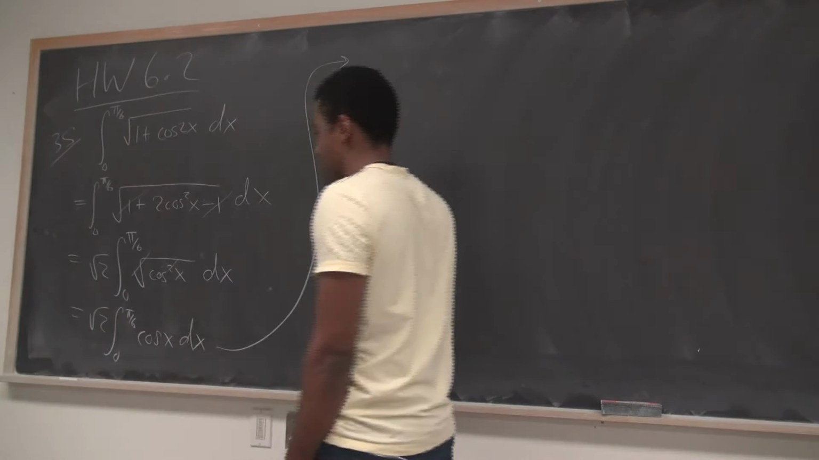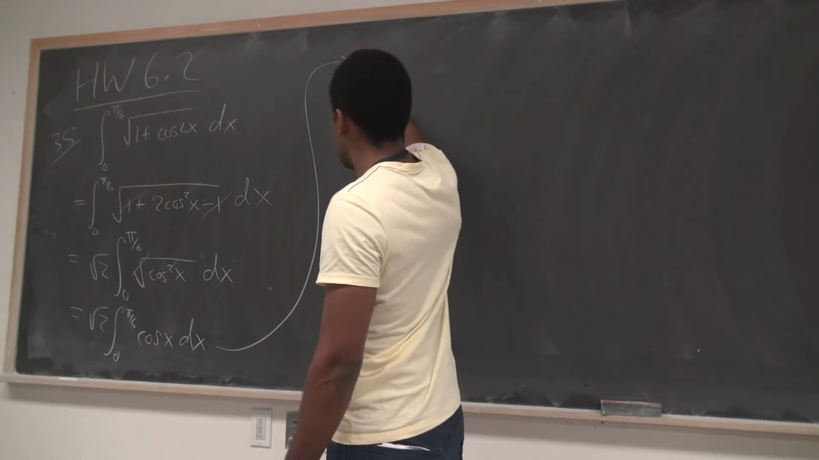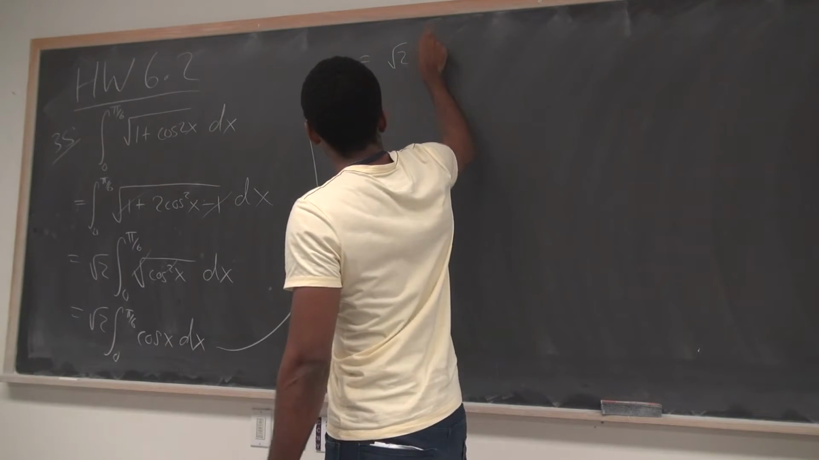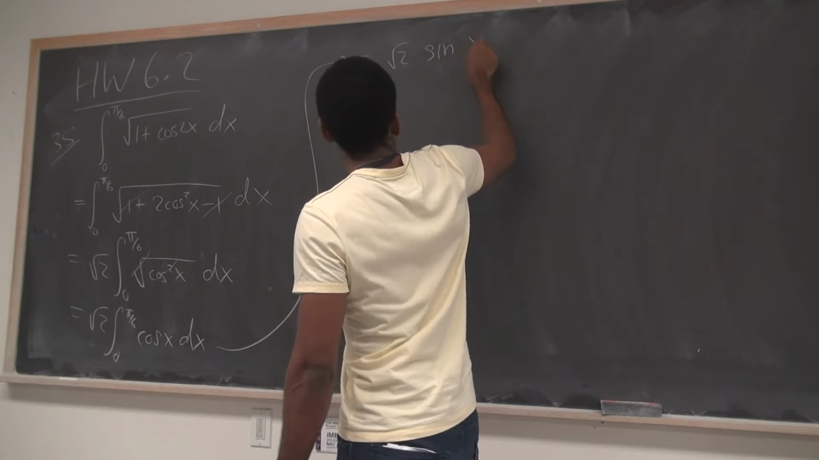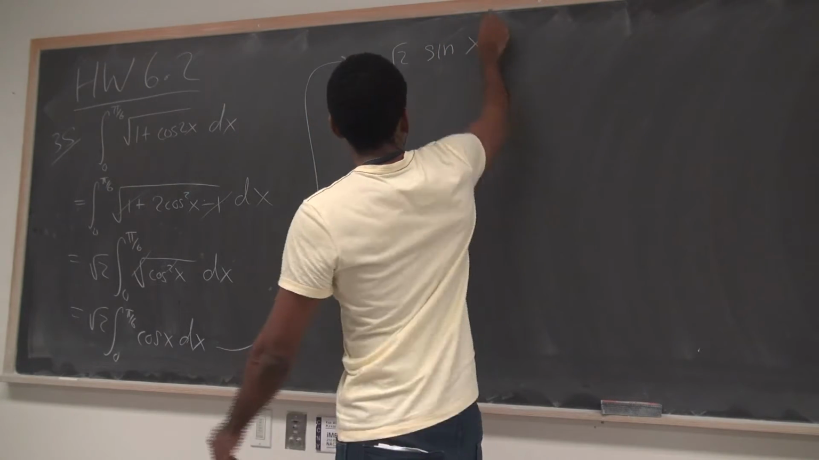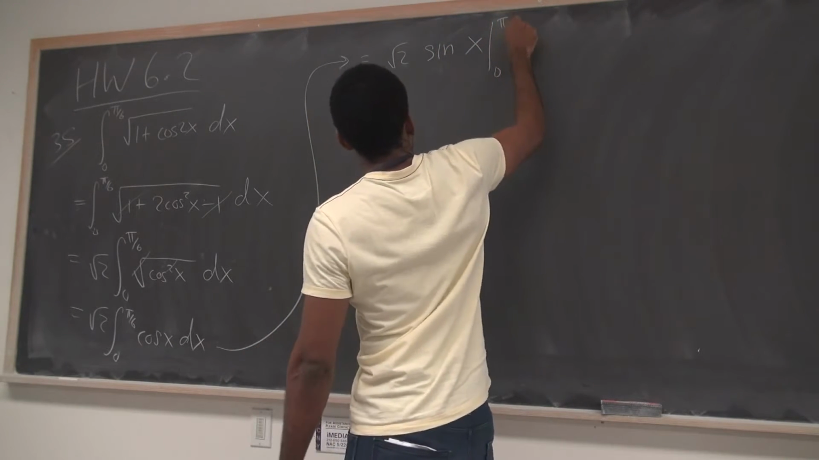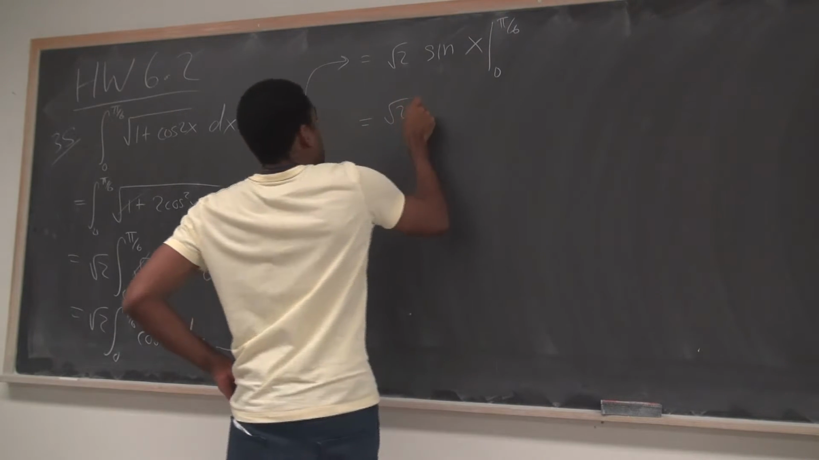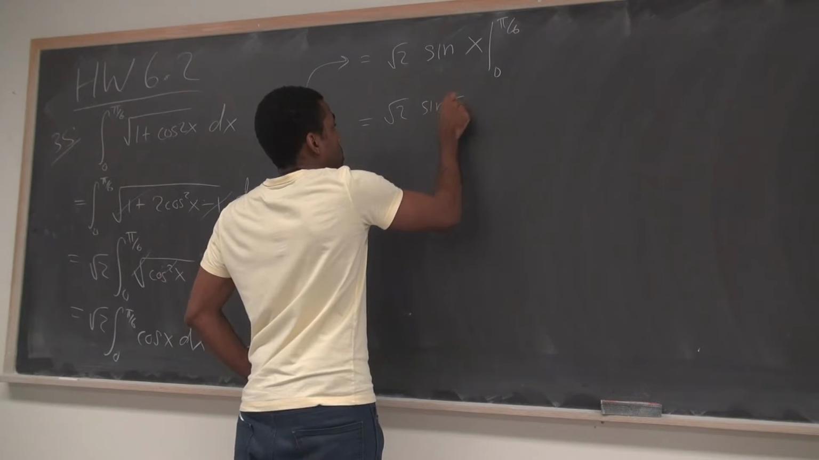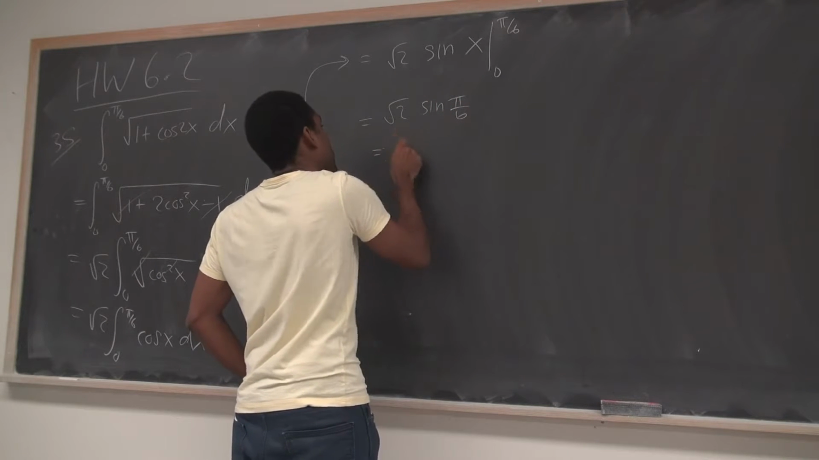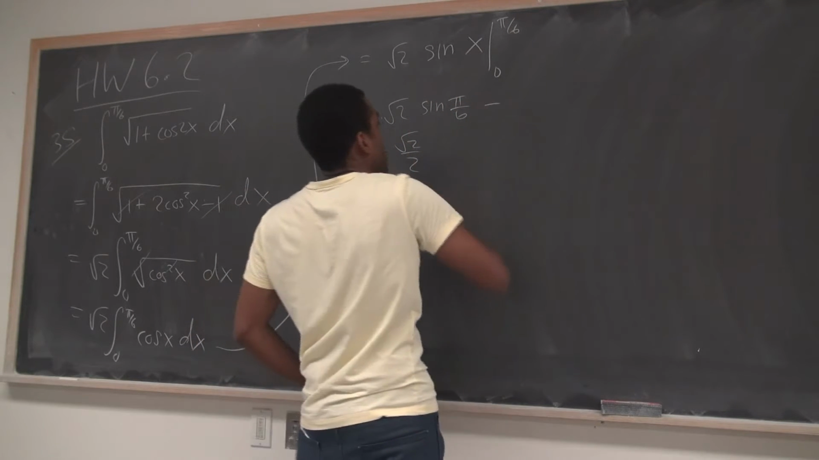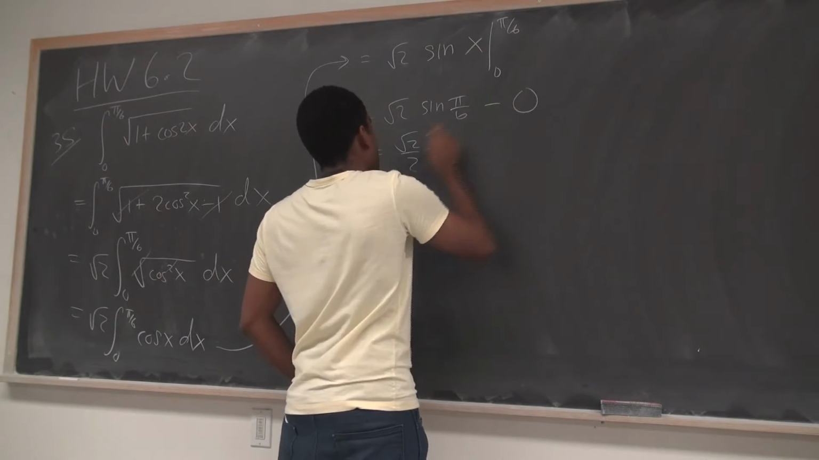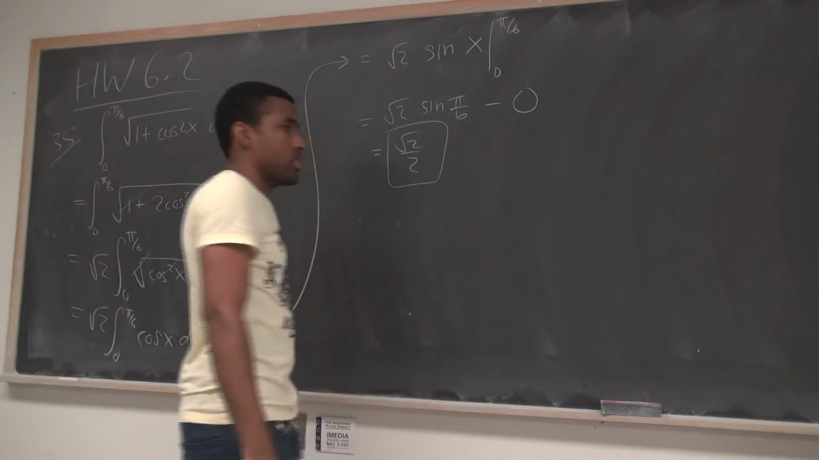Now what's the integral of cosine? Sine x, and we evaluate between pi over 6 and 0. Sine of pi over 6 is a half, so you get radical 2 over 2. Sine of 0 is 0. That's your answer.